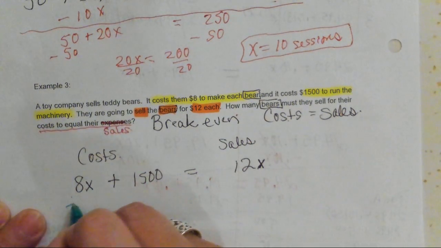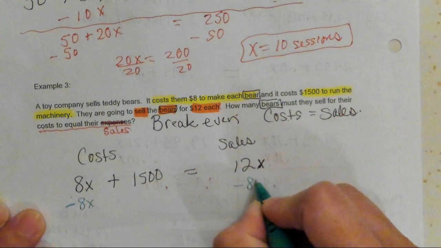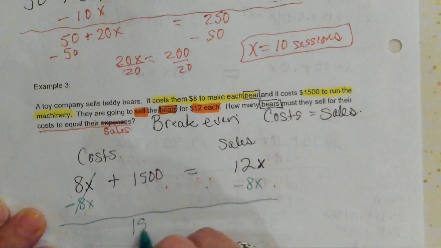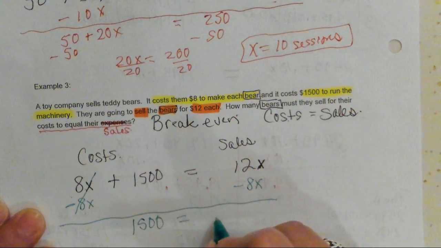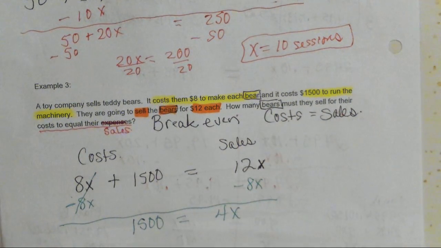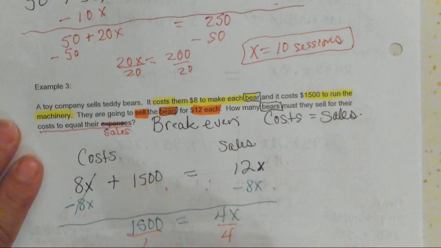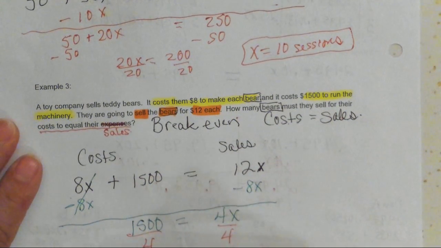So, again, we're going to subtract the 8x. I'm going after the small one to prevent us from having negative numbers. It's okay to do either way. Notice this one doesn't have a constant. We only have a coefficient. So I'm going to divide off the 4. And that equals 375 bears.